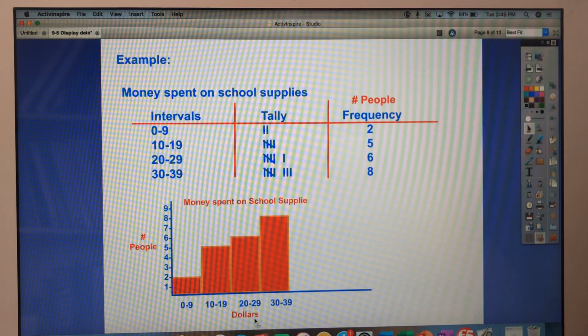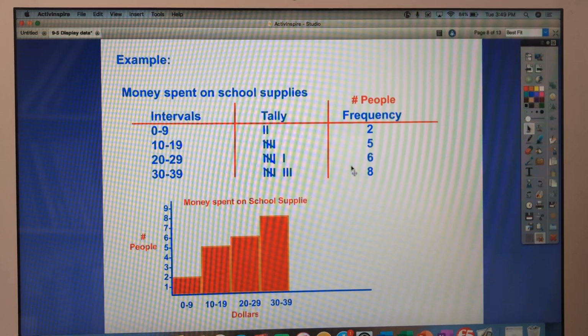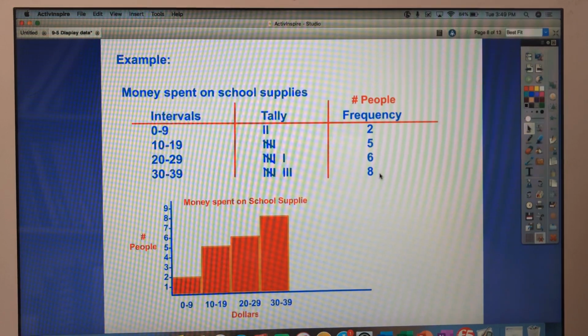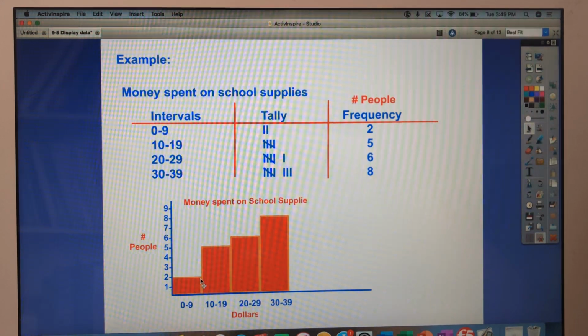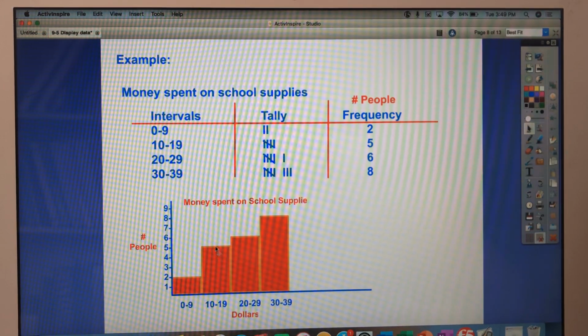Please remember that you need an axis label, dollars. Up the y-axis, I have number of people. That was my frequency. So I graph 0 to 9, 2 people. 10 to 19, 5 people.